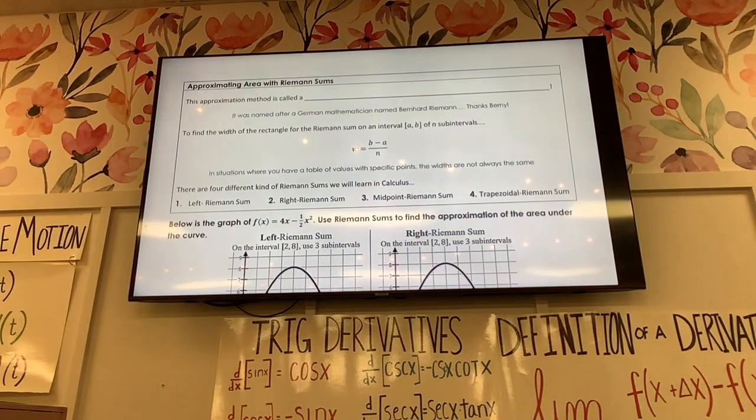The approximation method that I just drew out for you is called a Riemann sum. It was named after the German mathematician Bernhard Riemann.